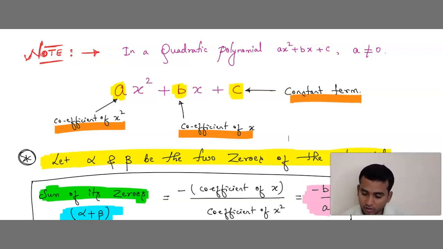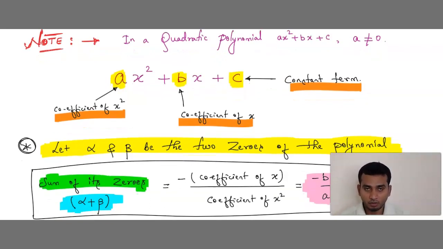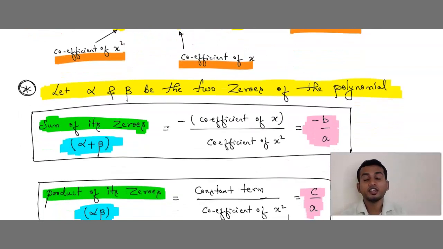Now here, children, this is an important formula which you should know. We have got two zeros, right? In factorization, when we did sums like x square minus 7x plus 12, we got two answers for the value of x. Those two answers are called the two zeros of the polynomial.